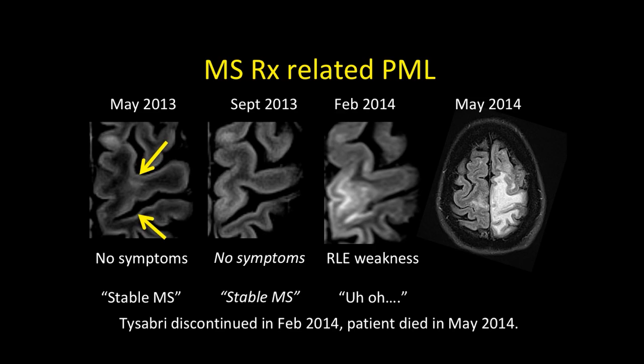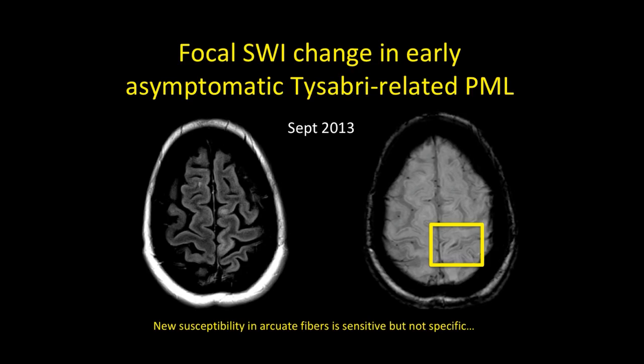But you can see the final MRI, there's just widespread FLAIR hyperintensity in the paracentral region on the left and some extension to the right. And what we now know is that focal SWI change in early asymptomatic Tysabri-related PML can be seen. This is that same patient from the earlier scan in 2013, where in the yellow box you can see some subcortical SWI hypointensity that really should tip you off when you see this in an MS Tysabri patient, that this could be developing PML, and you could save somebody's life if you call this. So remember that this new susceptibility in arcuate fibers is sensitive but not specific, and here it is again magnified.